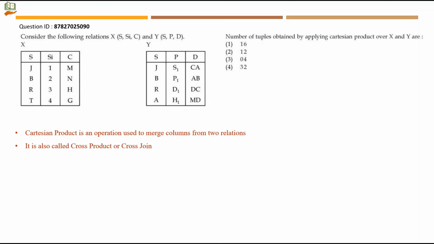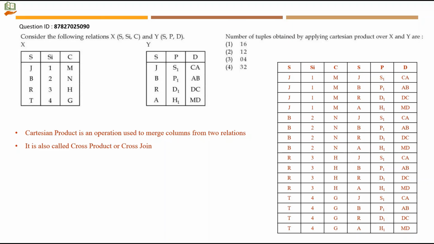Next question. Number of tuples obtained by applying Cartesian product over x and y are. So what is a Cartesian product operation? It's an operation used to merge columns from two relations. Here the relations are x and y. It is also called cross product or cross join. So I will give you the result of the Cartesian product here. In this result, till here it is x relation and from here it is y relation.